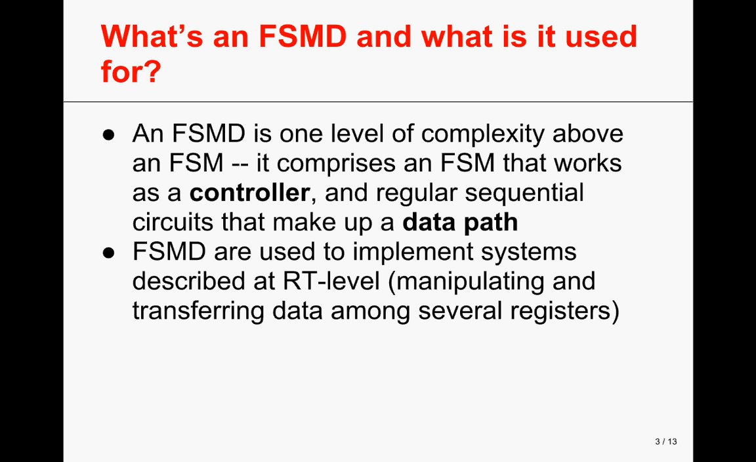So an FSMD is actually one level of complexity above a simple finite state machine. It actually comprises a finite state machine that works as the control path. And then it comprises as well a set of regular sequential circuits like counters or shift registers, for example, that make up the so-called datapath. The control path generates the appropriate signals to specify what operations shall take place, and it receives information from the data path to decide what to do next.